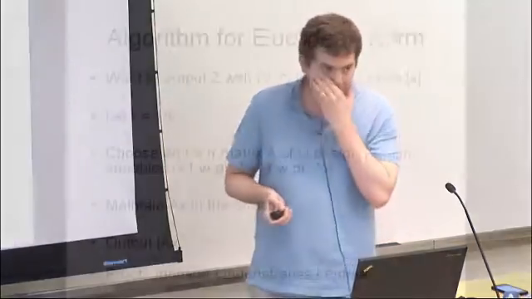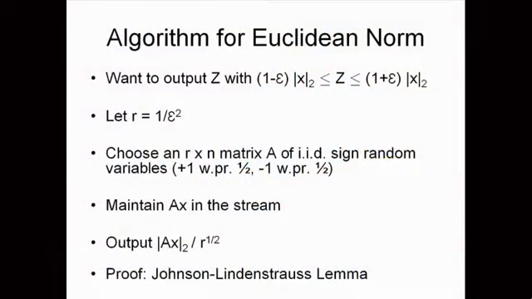Now let me give you a flavor of algorithms in the streaming model. You don't have to really understand why the algorithms work so well. I just want to give you, structurally, what these algorithms look like, and I want to try to abstract some generic features from these algorithms and prove a characterization. So what is an algorithm for the Euclidean norm in a stream?